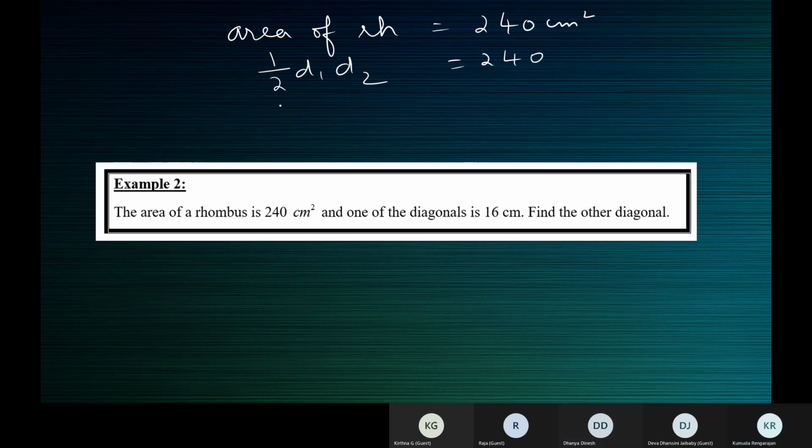Yes, ma'am. So then half into, what's the value of d1? 16 into d2 is equal to 240. We need to work this out and find the length of d2.